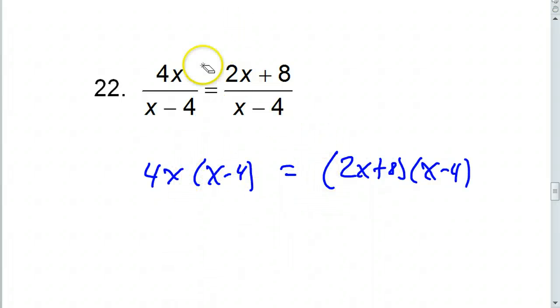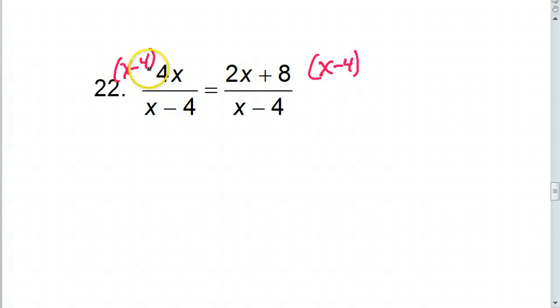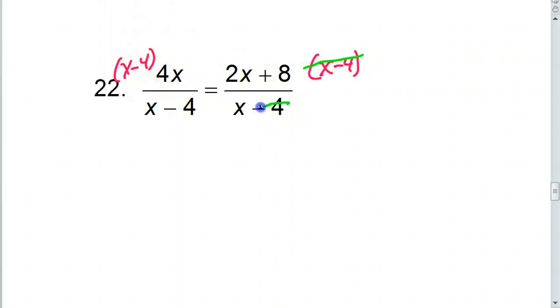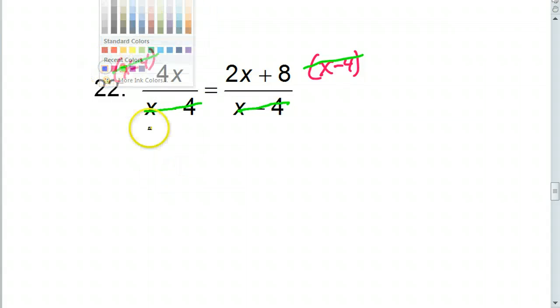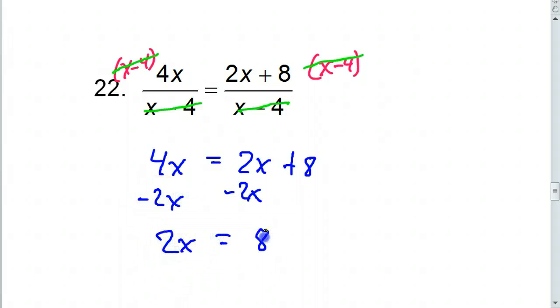But because both denominators are actually the same, look how easy it is if I simply multiply through by that denominator. If I multiply both sides by x minus 4, then these x minus 4's cancel out immediately. Gone and gone. So that's just going to leave me with 4x equals 2x plus 8. Subtract the 2x, and then 2x equals 8.